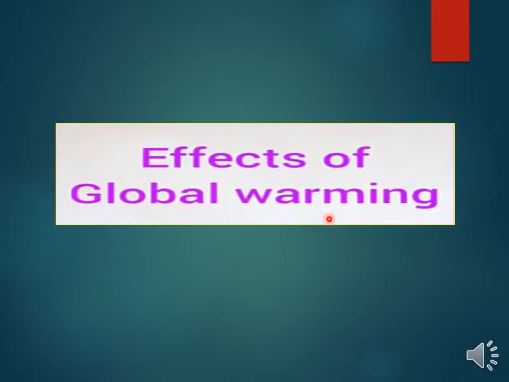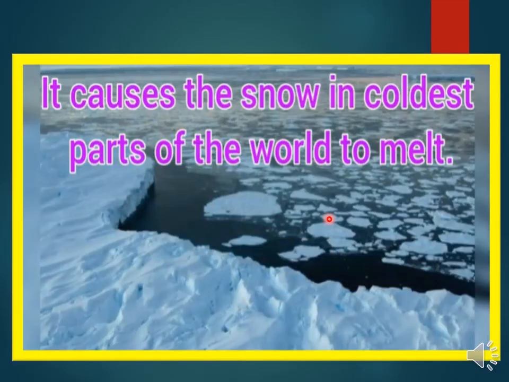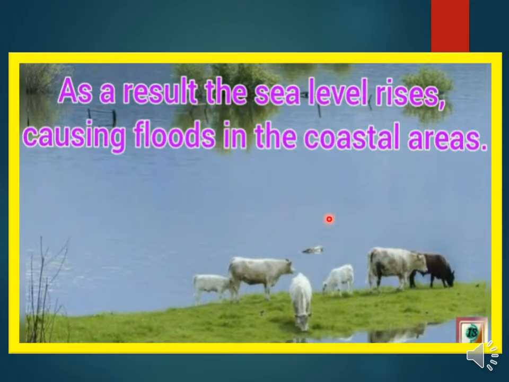Now children, let us look into the effects of global warming. When there is too much carbon dioxide in the atmosphere, it leads to global warming, and it causes the snow in the coldest part of the world to melt. So children, when the snow melts, as a result the sea level rises, causing floods in the coastal area, and land gets submerged.